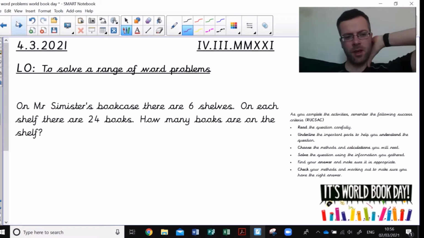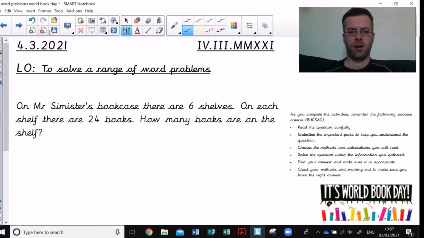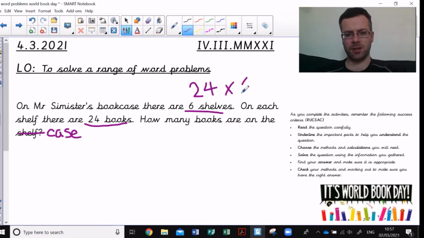Next question. On Mr. Summerster's bookcase, there are 6 shelves. On each shelf, there are 24 books. How many books are there in the whole case? That should say case, sorry. So there's 6 shelves, there's 24 on each one of those. How many books are on the full case? I think I'm going to be doing a times, because I'm doing the 24 books on each shelf, and then there's 6 lots of that.